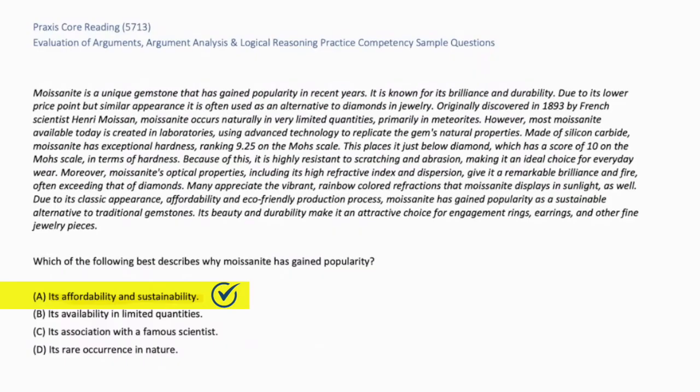This passage indicates that moissanite has gained popularity mainly due to its affordability compared to diamonds and its eco-friendly sustainable production process. These factors make it an attractive alternative for consumers concerned about ethical sourcing and cost.